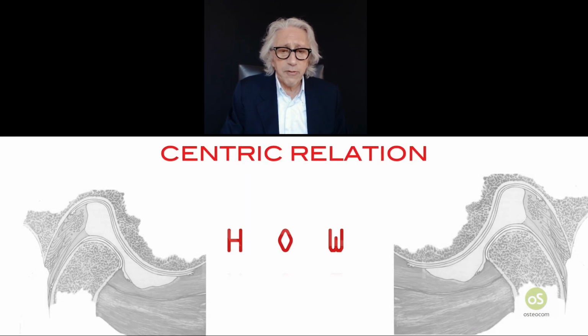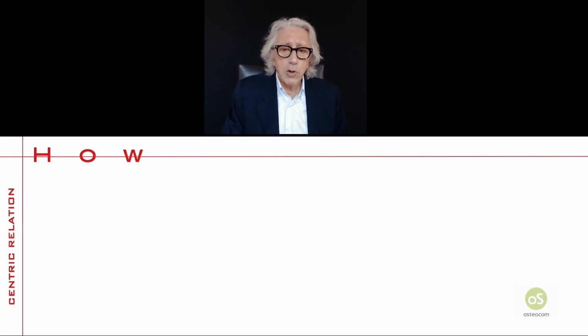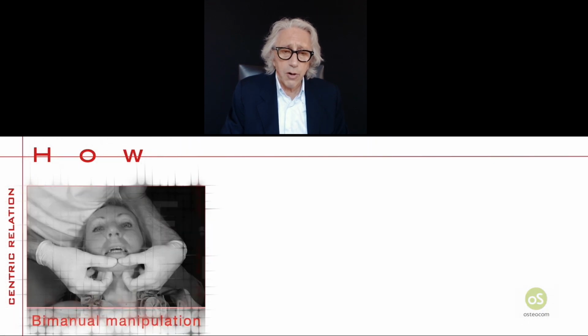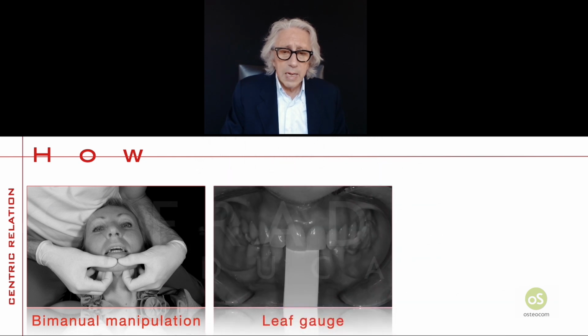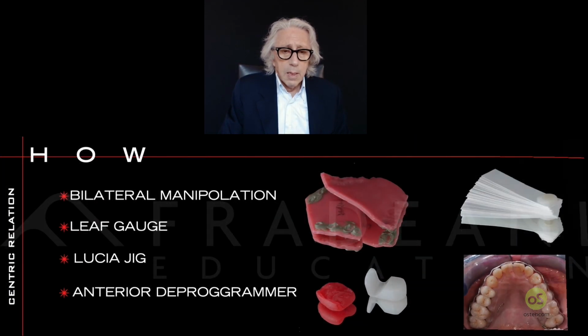How to do it? We have different methods. Each one of us can use what they want. We normally use three of them, or even four: manual manipulation by Peter Dawson, the leaf gauge, the Lucia jig, and the anterior deprogrammer. They are the four that we normally use, that we teach during our courses. So, bilateral manipulation, leaf gauge, Lucia jig, and anterior deprogrammer are the four ways to really work on this kind of CR record.